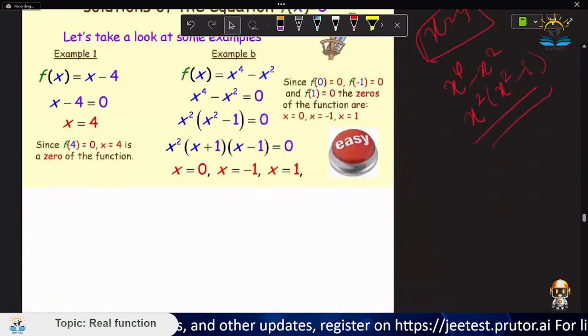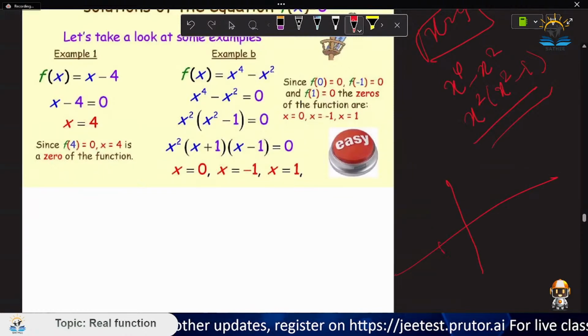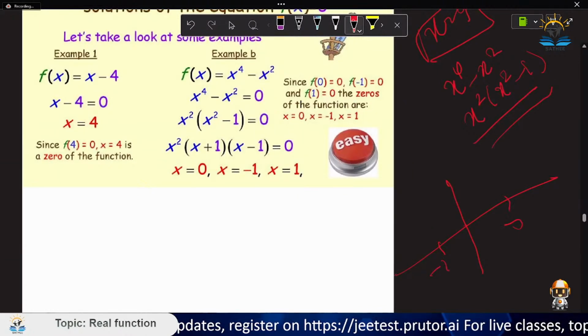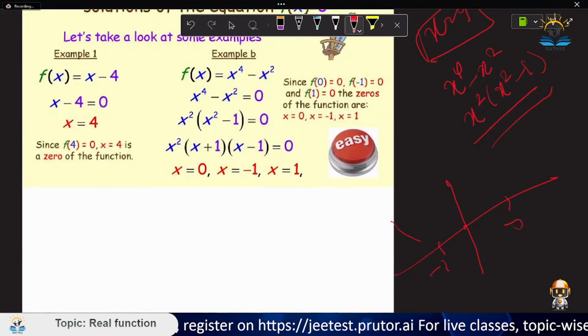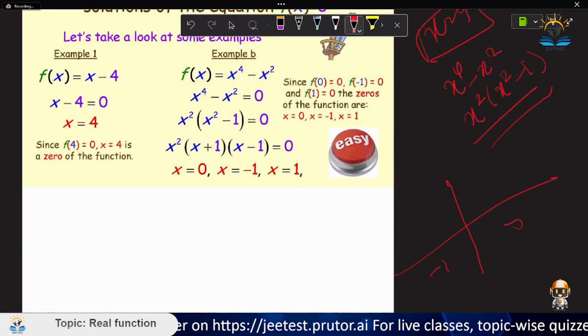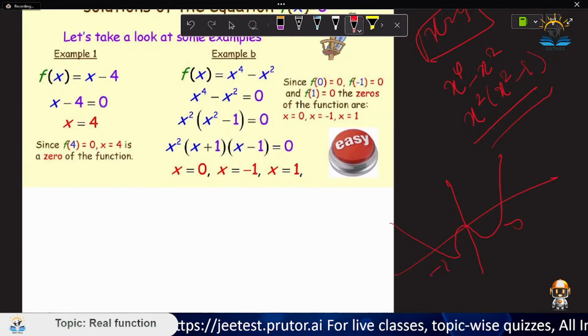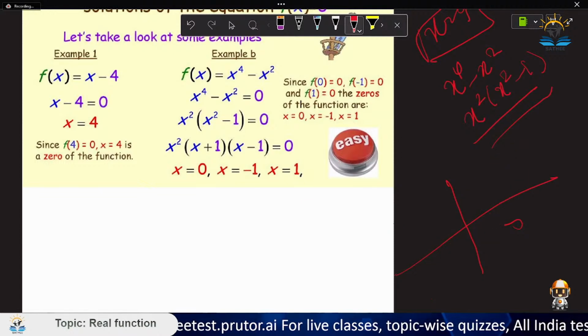Let's see the graph of it, guys. Let's see what the graph of it is. It has zeros at 1, minus 1, and 0. So it would look somewhat like this. Okay, this would be the graph of the function.